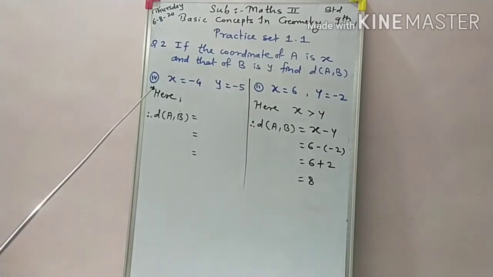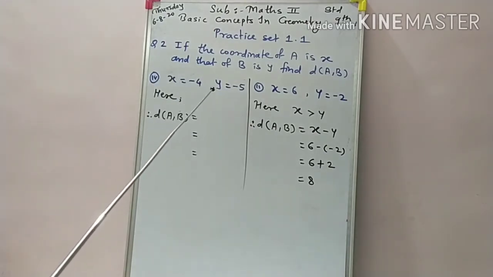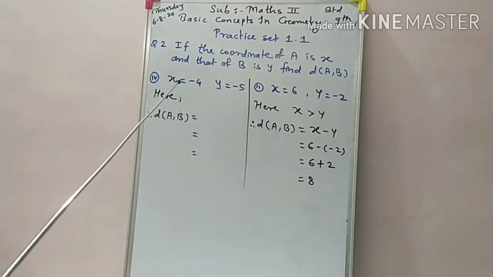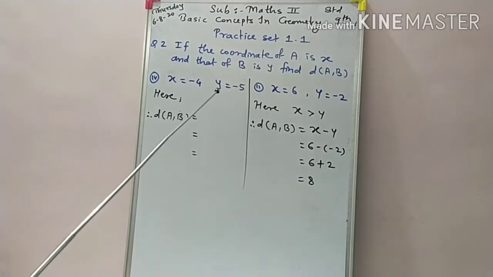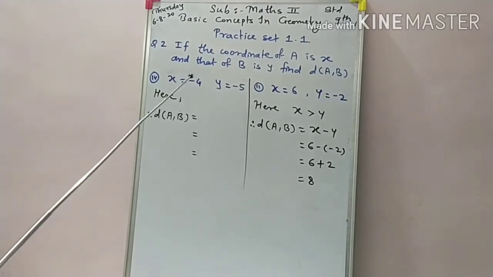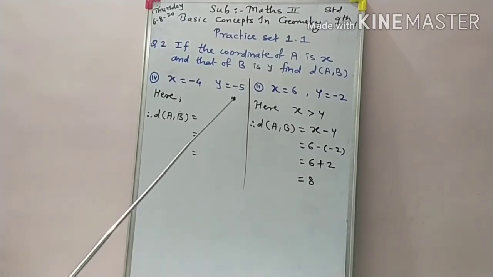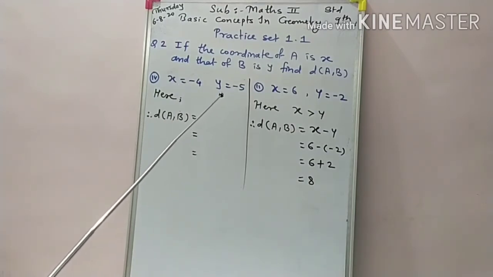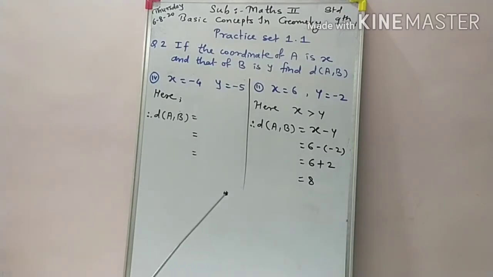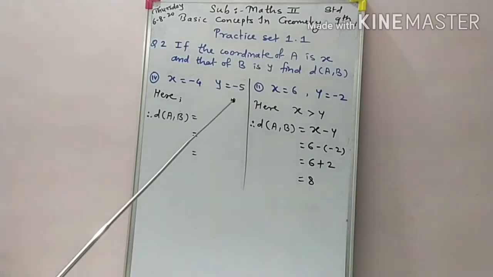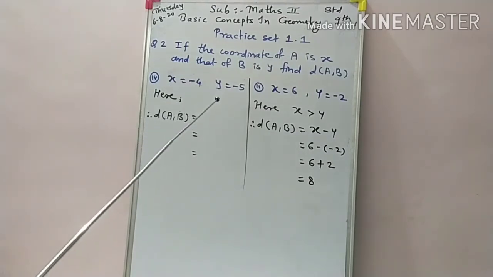Now try the fourth one, value of x equal to minus 4 and y equal to minus 5. Both are negative numbers. Which one is greater, minus 4 or minus 5? Yes, minus 4 is greater than minus 5. Getting it? As we draw the number line, what do we get first? Minus 4 and then minus 5, meaning minus 4 is greater than minus 5, so x is greater than y, and again we do the subtraction and get the distance between the 2 points.